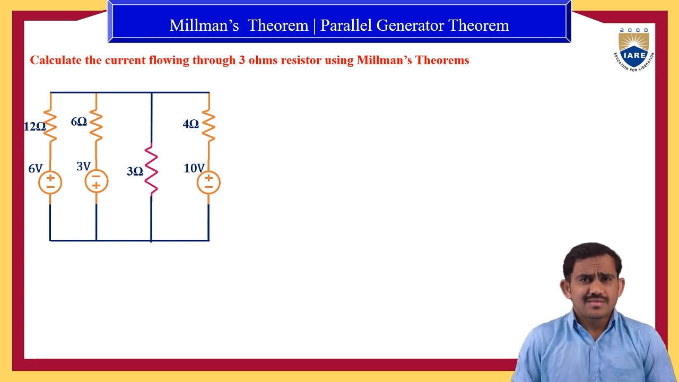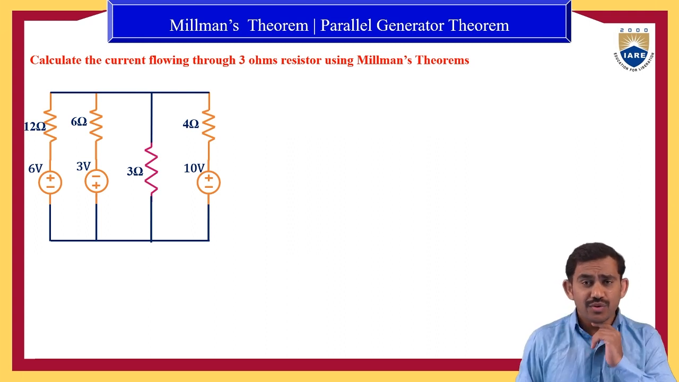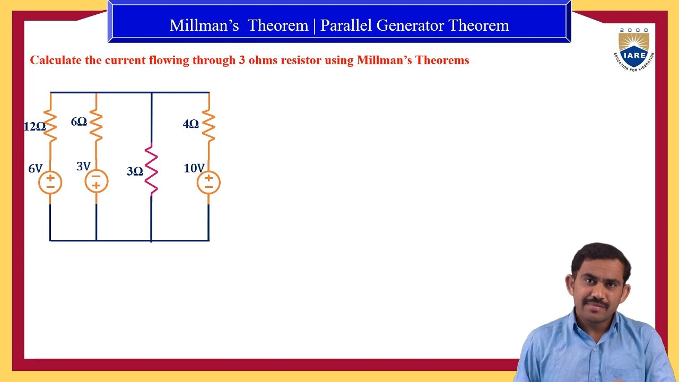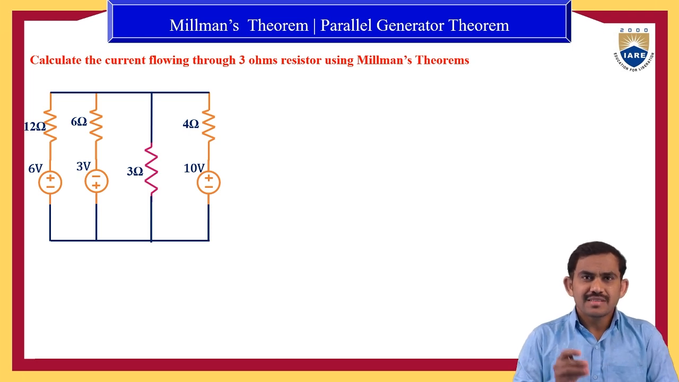Okay, so for this, it is simple. You can directly find it using Millman's theorem. There is no need to go for source transformation or any mesh analysis. If you know the formula of Millman's theorem, just substitute the values directly in the formula and get the answer.